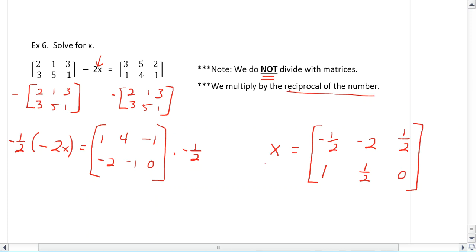All right, you have all the knowledge you need now to do section 2. So have fun with that.